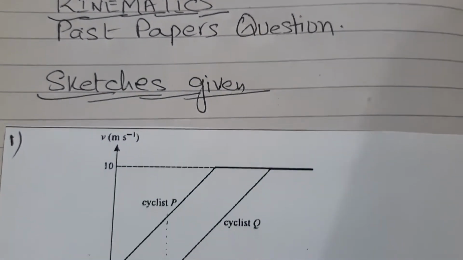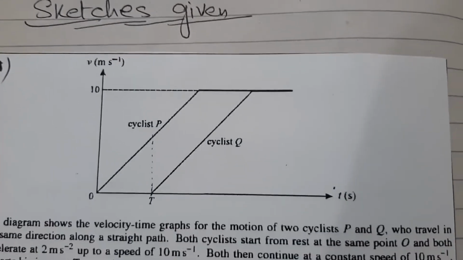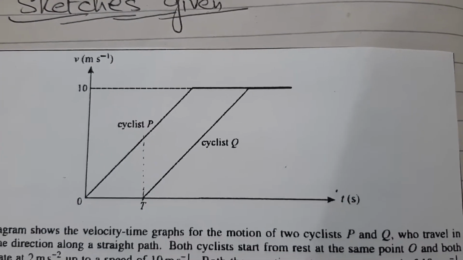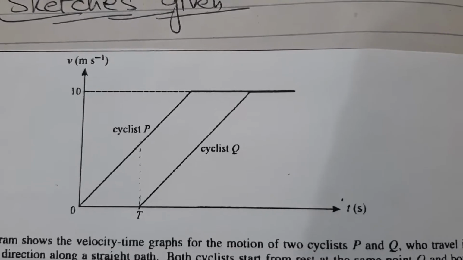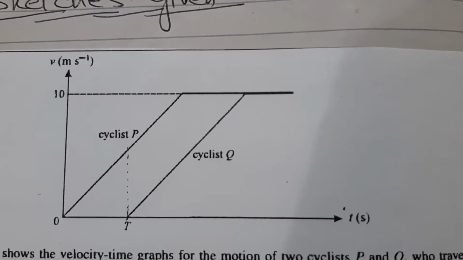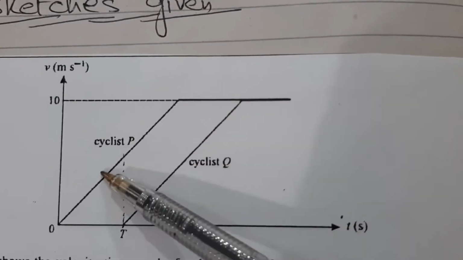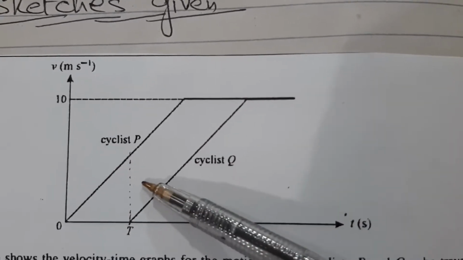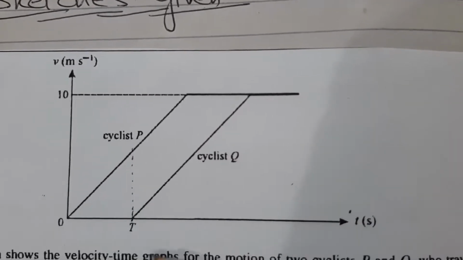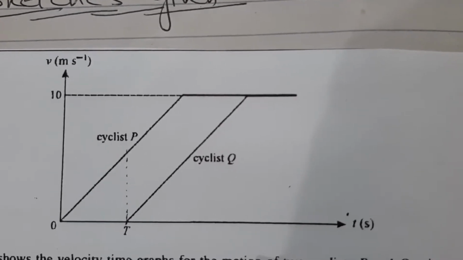So this is question number 1. I have put the printed form here because writing this much information is too much. So the question is about a velocity time sketch, and there are 2 cyclists. I'm just explaining the question to you first, then I will show you exactly the words mentioned here also.